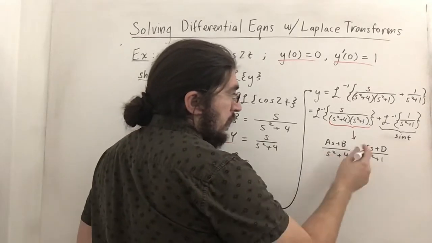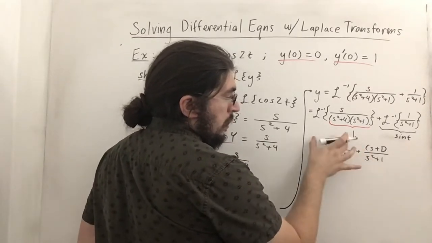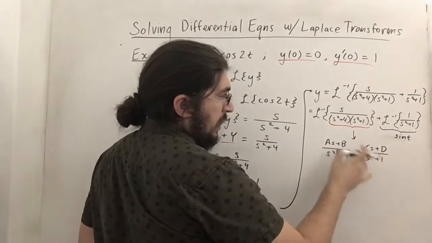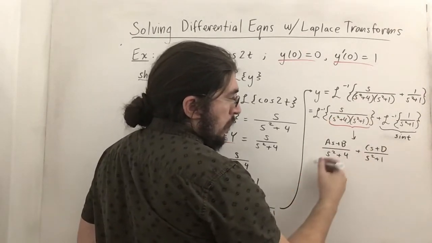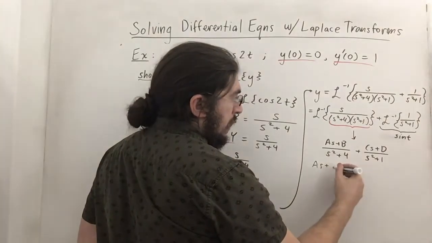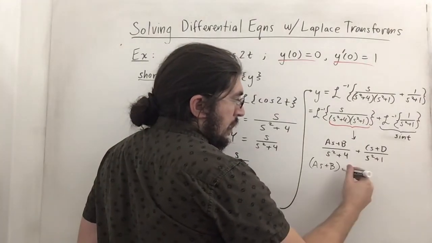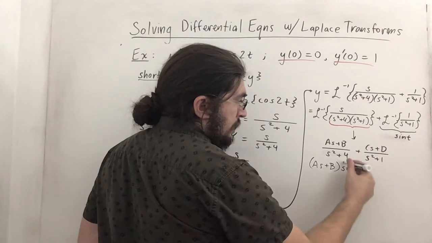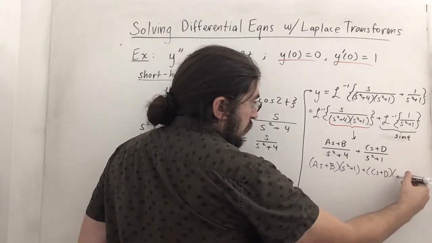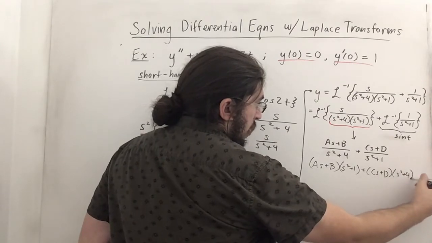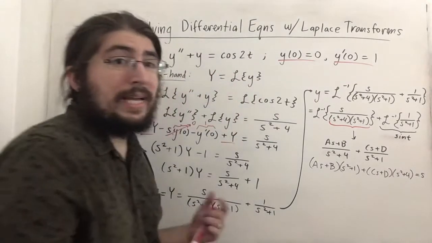So if we actually find the Heaviside equation, again, that's by combining this into one fraction and setting the numerator equal to the original numerator. We'll get a times, well, as plus b, there we go, times s squared plus 1 plus cs plus d times s squared plus 4, all equal to the original numerator, which is just s.